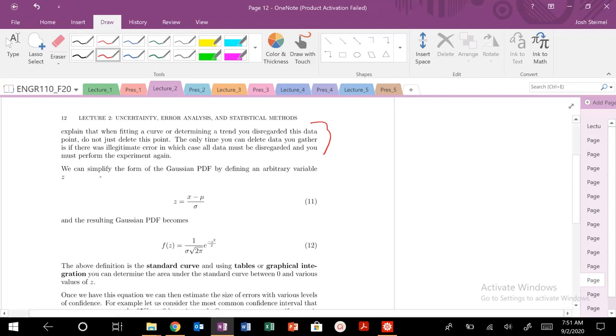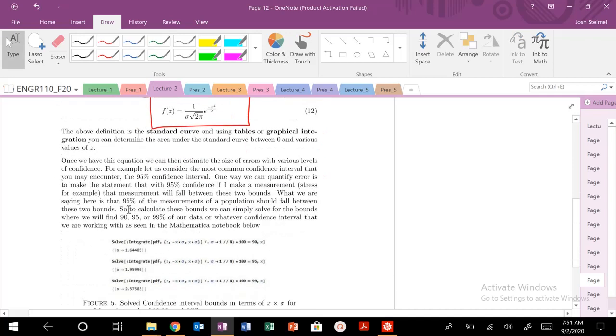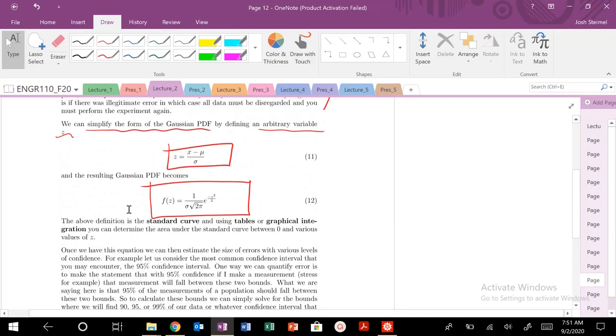Now we can simplify our Gaussian and rewrite our expression to be a little bit simpler. If we introduce some arbitrary variable z and substitute it into our expression, now we have this equation right here. So f sub z. Why do we have z? Because we are going to be using z tables, and it's going to allow us to do some really nice, simple, easy calculations. We're going to work on that a little bit later in this video.